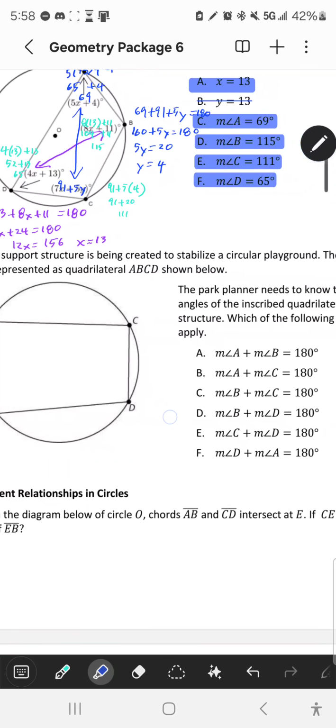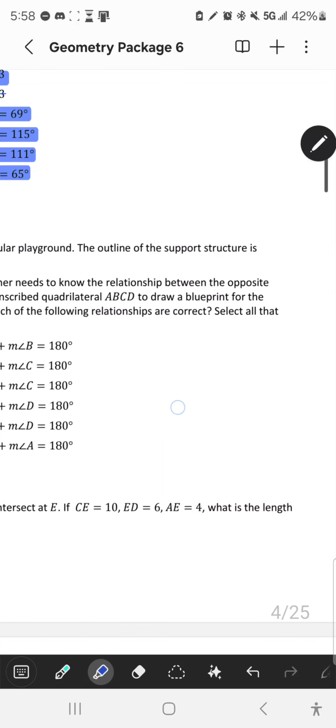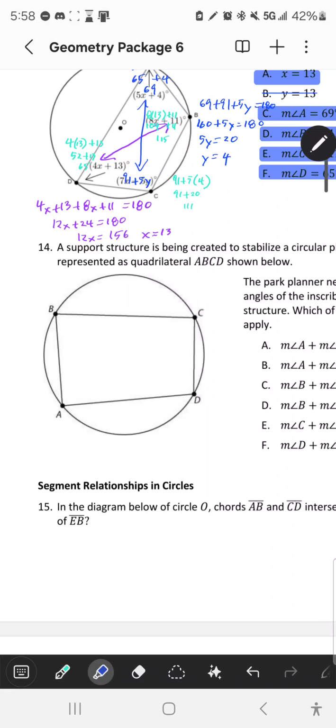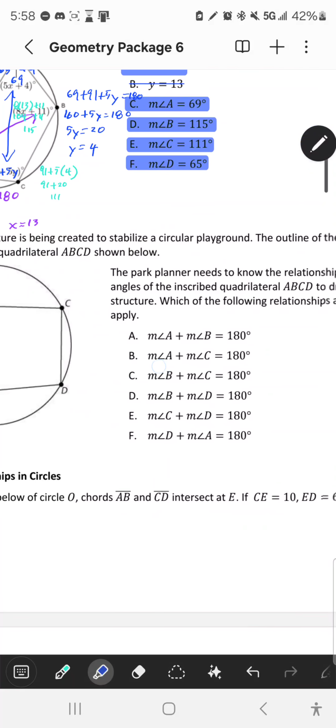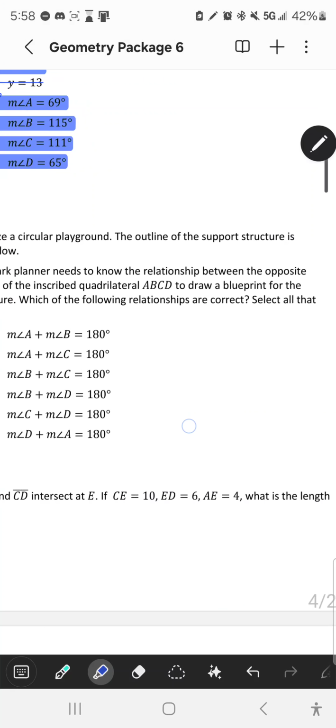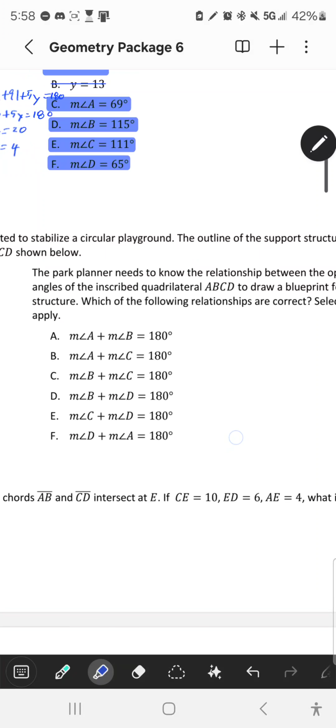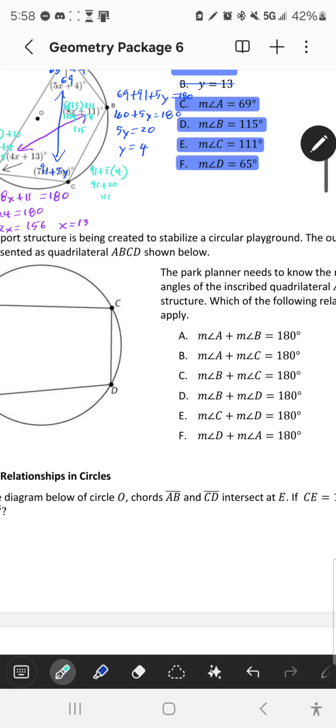A superstructure is being created to stabilize a circular playground. The outline of the superstructure is represented as quadrilateral ABCD shown below. The park planner needs to know the relationship between the opposite angles of the inscribed quadrilateral to draw a blueprint for the structure. Which of the following relationships are correct?